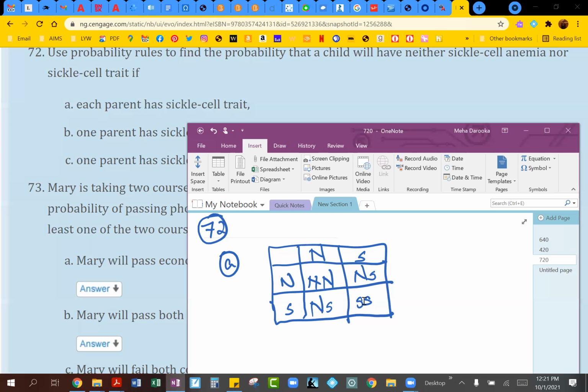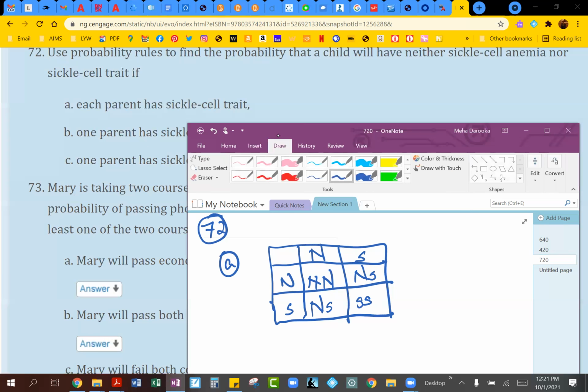So the question is, what is the probability that a child will have neither sickle cell anemia nor a sickle cell trait? So if they're asking us that the child has neither sickle cell anemia, which would be this category here, nor they have the sickle cell trait. So how are we going to calculate this probability over here, guys? The probability that the child has neither sickle cell anemia, which would be this one here, nor sickle cell trait.